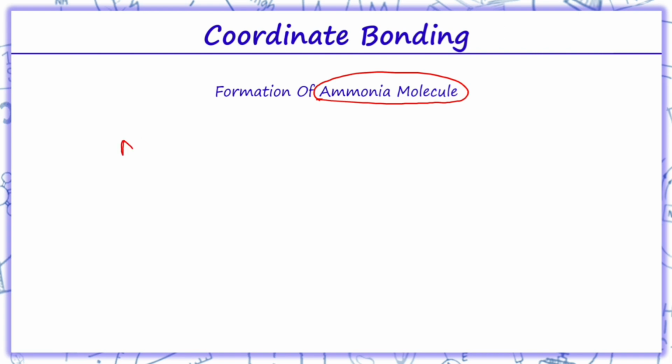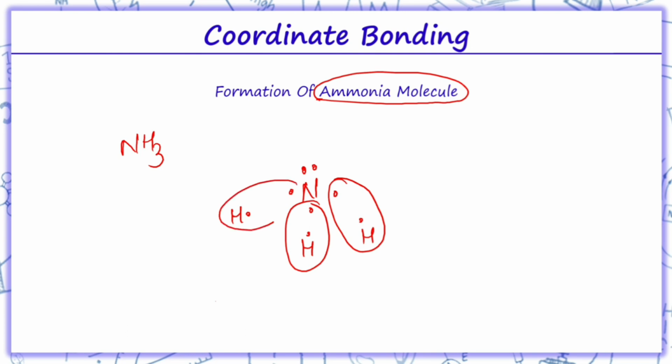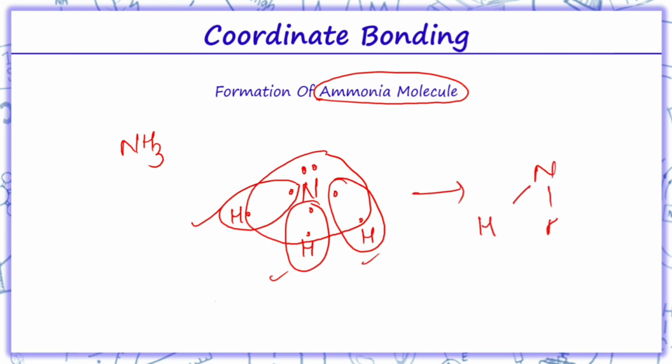Ammonia is NH3. Now we know nitrogen has 5 electrons in its outermost shell. Hydrogen has 1 electron. So they both will share 1 electron. Thus nitrogen will complete its octet by sharing 1 electron from each hydrogen, and hydrogen's duplet is completed. So this is the structure for ammonia, and ammonia has 1 lone pair of electrons.